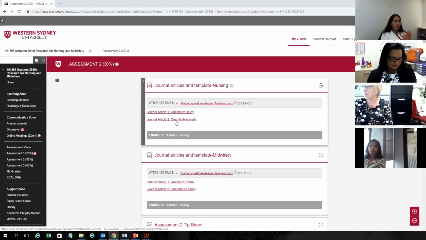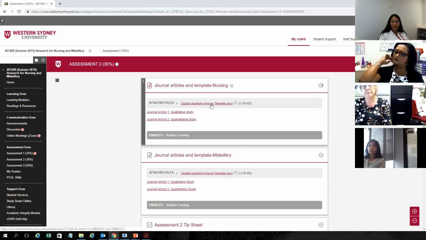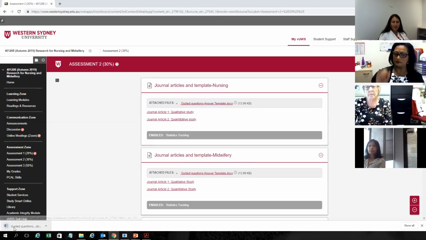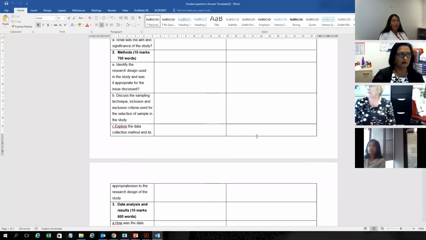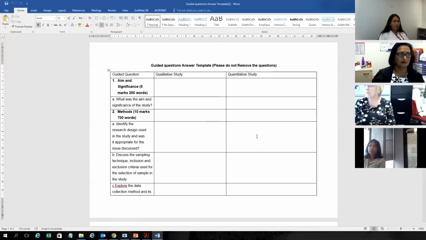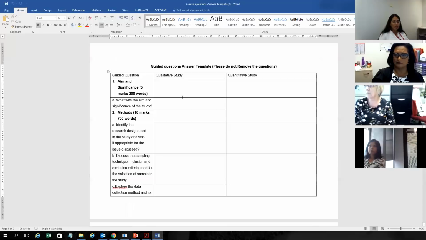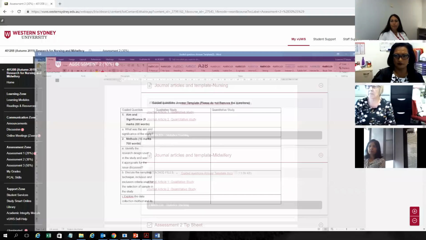You need to use both articles. Okay, you're reviewing both articles. I repeat, not just one article, you need to review both articles. And there's a set template provided. Are we all viewing the template, ladies? Yes. All right. So you need to type in your answers in this particular template. I repeat, everyone, please use the template. Qualitative study, so this is the article. Type in your responses to the qualitative study this side, and the other side is the quantitative study.